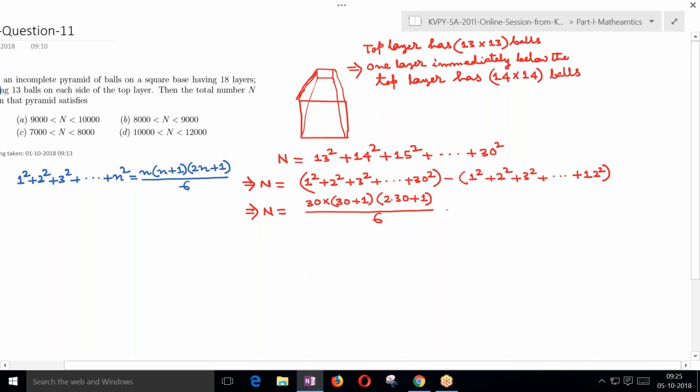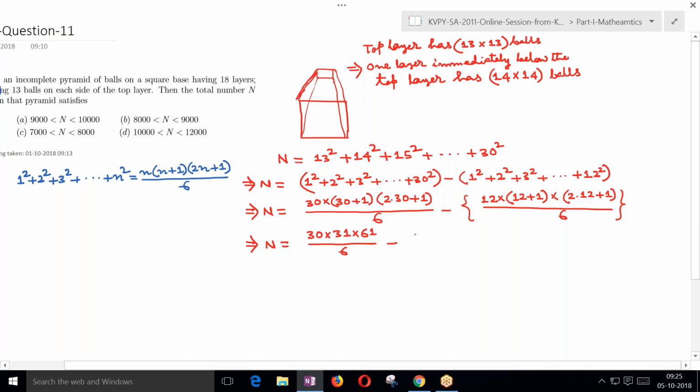divided by 6 minus, here what will happen? Here we will get 12 into 12 plus 1 into 2 into 12 plus 1 divided by 6. From here the value of n is coming as 30 into 31 into 61 divided by 6.